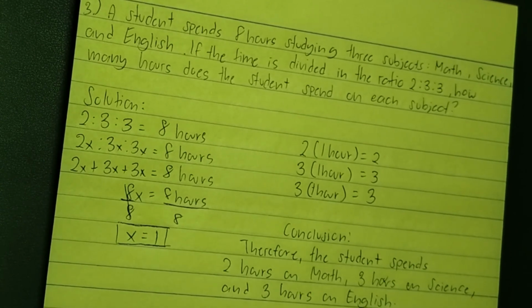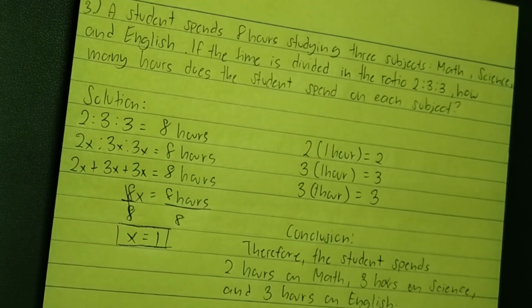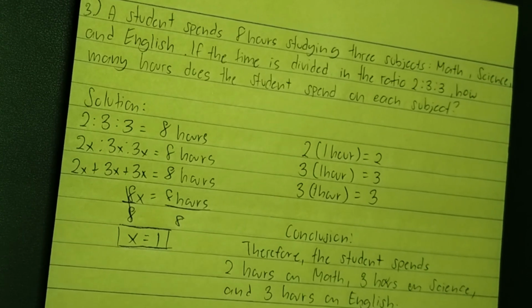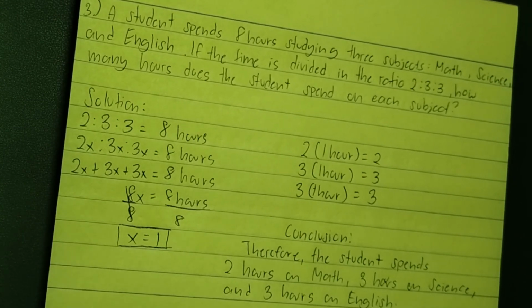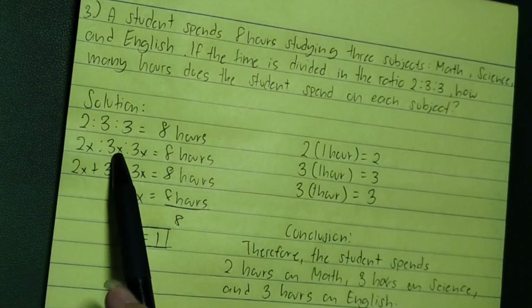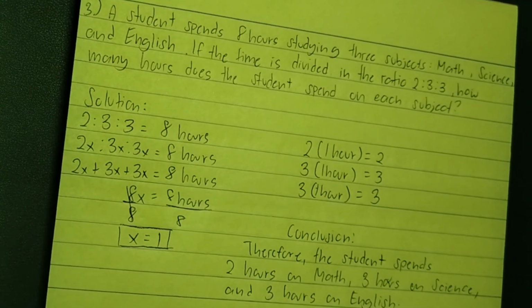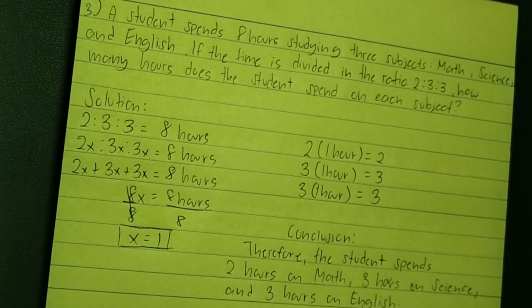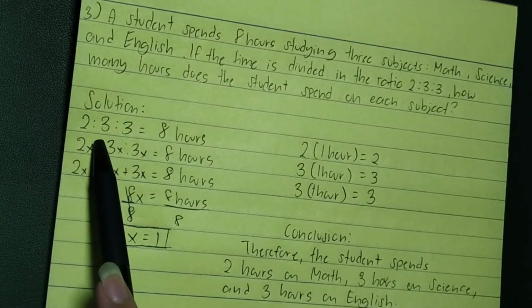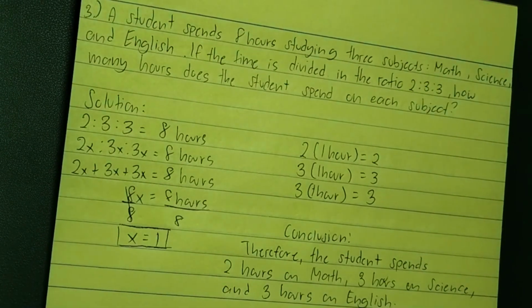And of course, we have the last example. A student spends 8 hours studying 3 subjects, which are math, science, and English. If the time is divided in a ratio of 2:3:3, how many hours does the student spend on each subject? First step, as usual, we should set up the proportion like this once again, like we did before. And it would be 2:3:3 equals 8 hours.